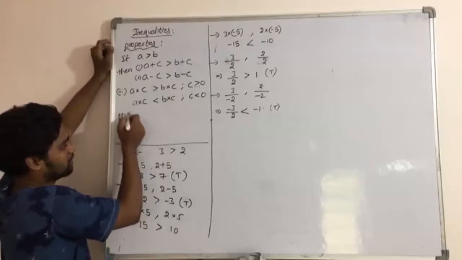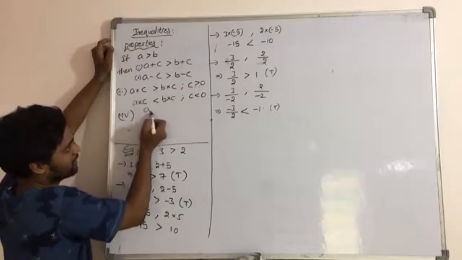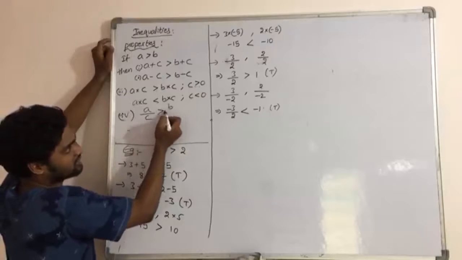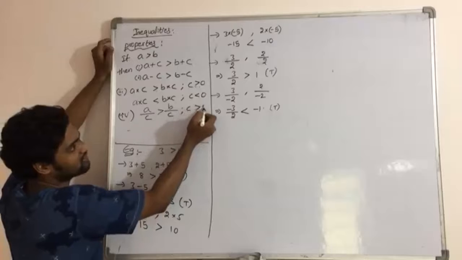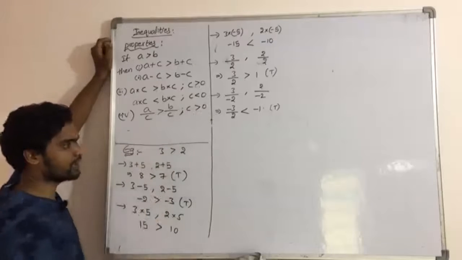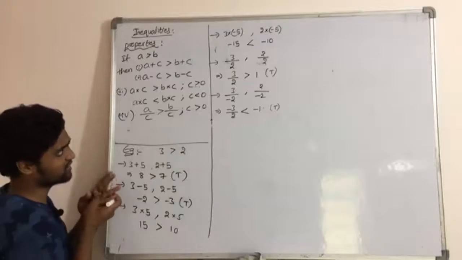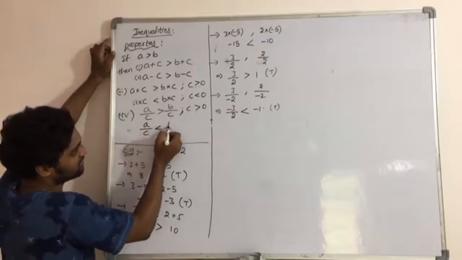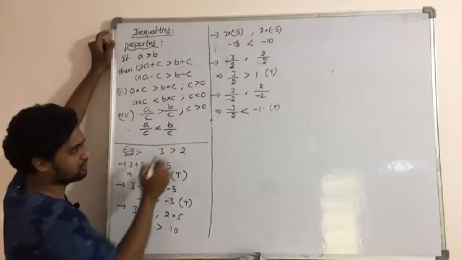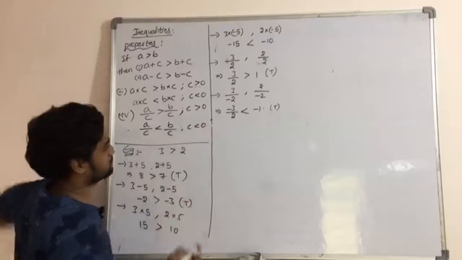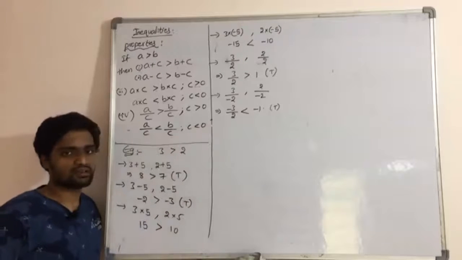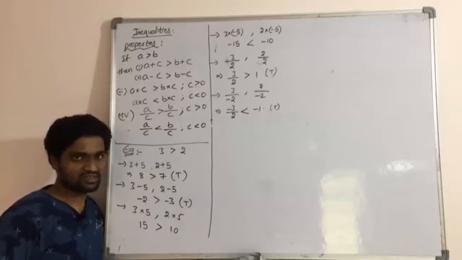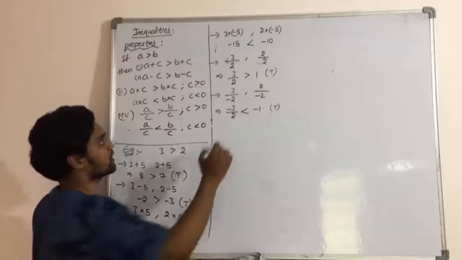Now, fourth one, A by C greater than B by C when C is positive. A by C is less than B by C when C is negative. Okay.